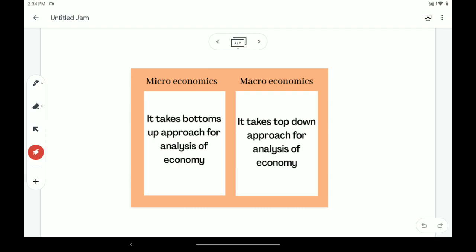The next difference is that in microeconomics, a bottom-up approach is taken for analysis. Bottom-up means from the grassroots level we reach the aggregate level, while in macroeconomics we take the top-down approach. That is, from the top level we reach the bottom level or grassroots level. So this is basically the difference between these two.